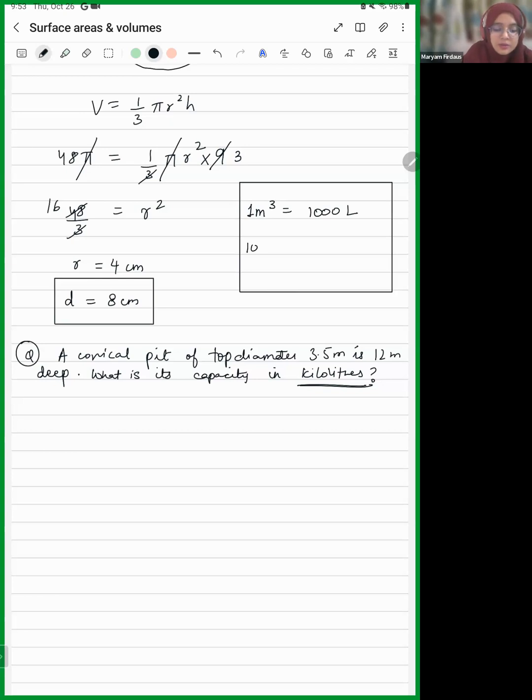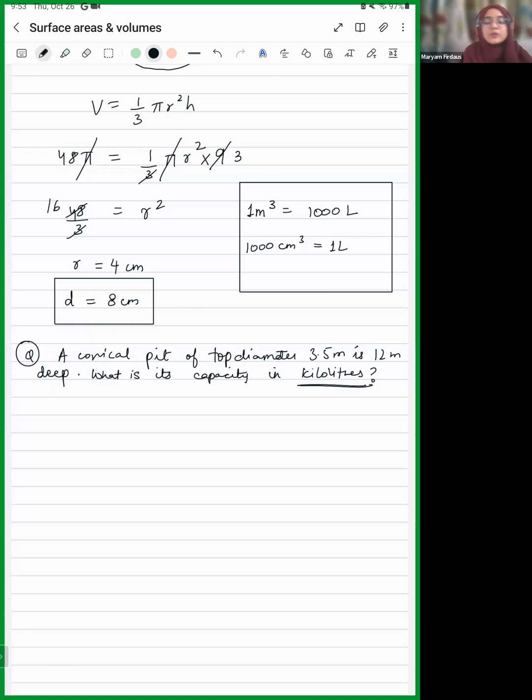And 1000 centimeter cube is equal to 1 liter. Let me just check the second one. The first one I am confident about, but the second one, let me just check whether there's something else. Hmm, yes, 1000 centimeter cube is 1 liter. Okay. And 1 meter cube.